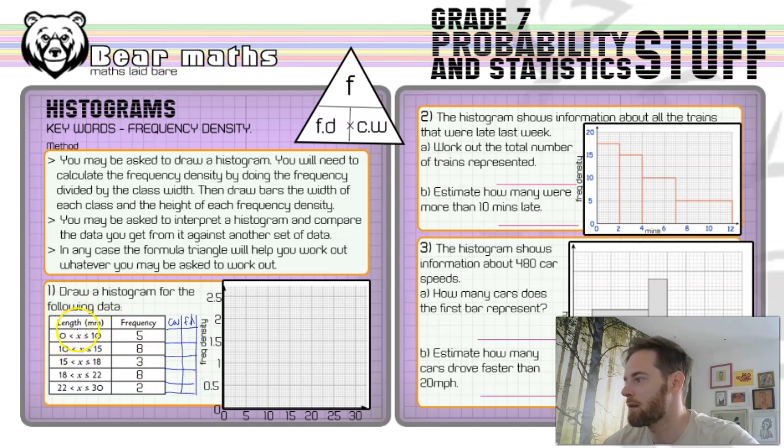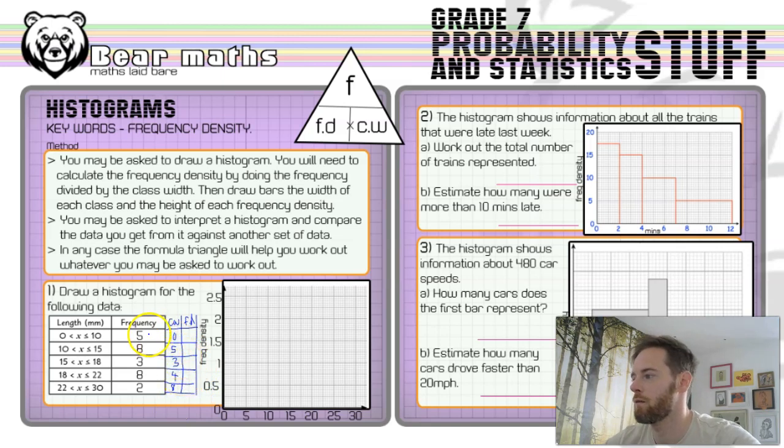And the difference is 0 to 10. So the class width there is 10. 10 take away nothing. 15 take away 10 is going to give you 5. That's the difference there. 18 take away 15 is going to give you 3. 22 take away 18 is 4. And 30 take away 22 is going to give you 8. All right. So we've got our class width.